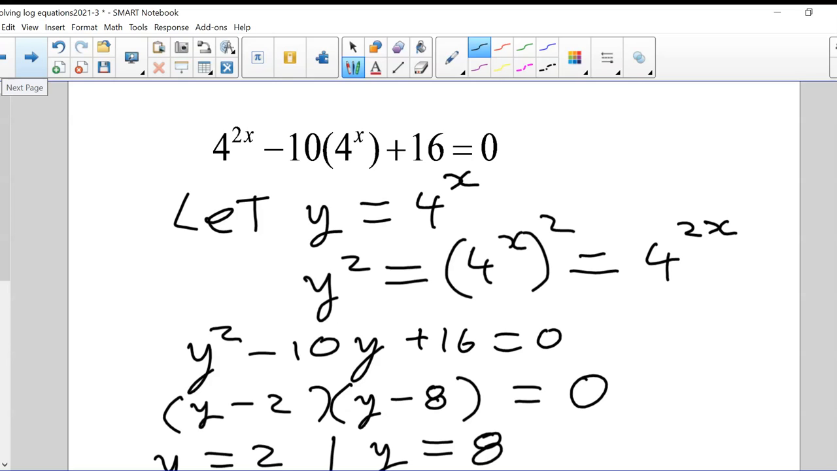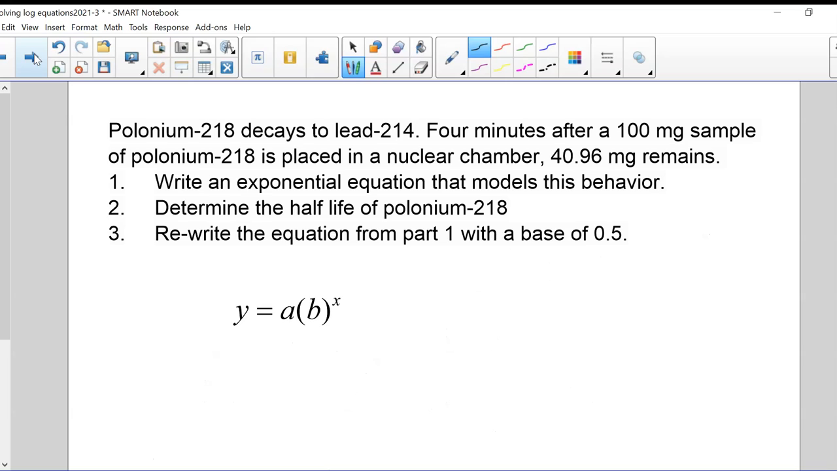Okay, so there you go, folks. This function is an exponential function because the variable is the exponent. But if you make it look more quadratic, it becomes more manageable.